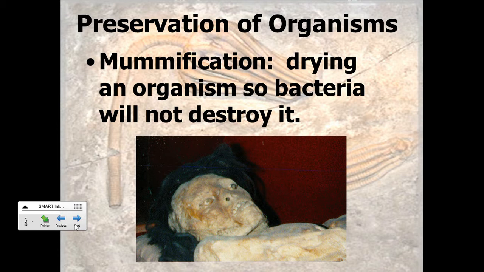Preservation of organisms. Mummification is the first type of fossils. Thinking about the Egyptians, drying an organism so bacteria will not destroy it. Again, with the Egyptians, they wrap their bodies in cloth, and then they use certain chemicals to preserve the body so that bacteria doesn't eat it away and it doesn't break down.